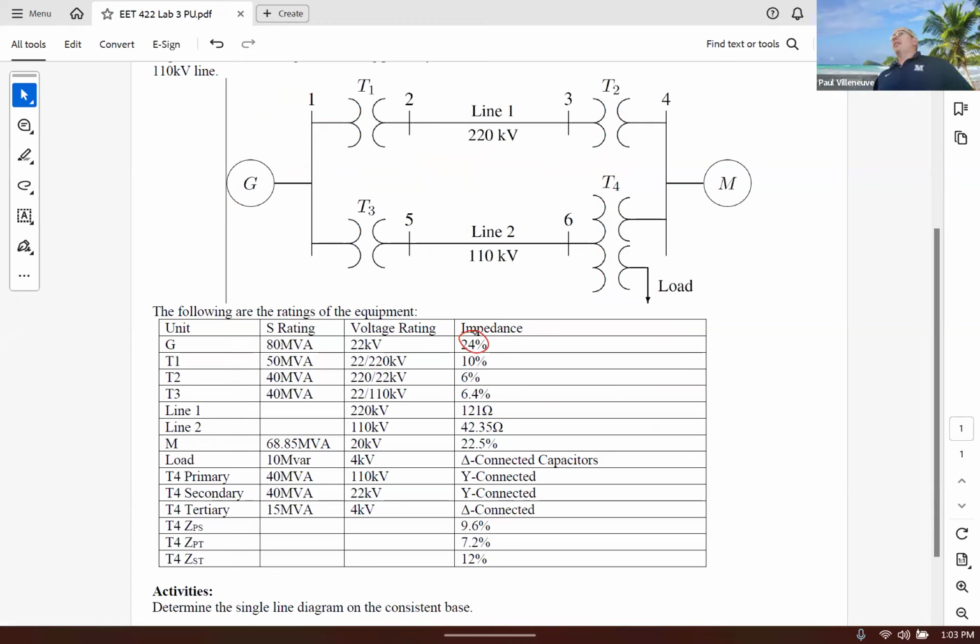No, it's a unitless quantity, right? It doesn't say ohms, it says 24%. So what that tells me is that it is in per unit already. So this is already in per unit on a 22 kV, 80 MVA base. So all I need to do is that conversion formula. I'm not dividing and multiplying by any Z-base quantities. I'm just using my conversion formula.